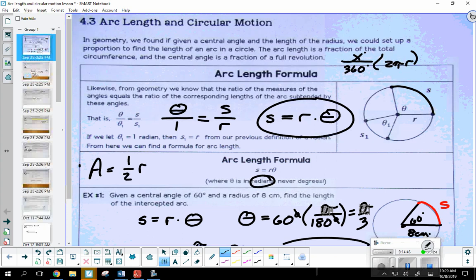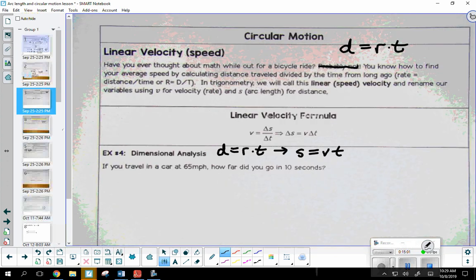One half the radius squared times theta in radians. Again, both these formulas have to have theta in radians. This is what we were looking at yesterday. Well, now we're going to expand our discussion to this guy right here, linear and angular velocity.